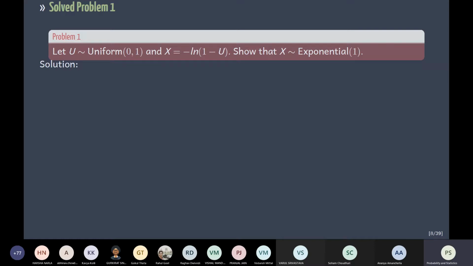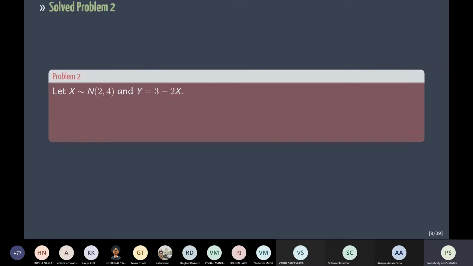So this is the uniform distribution u, and x is the log of 1 minus u, so that the exponential of x will follow the exponential 1. Okay, so this seems to be rather straightforward, I would say. We can already do something.